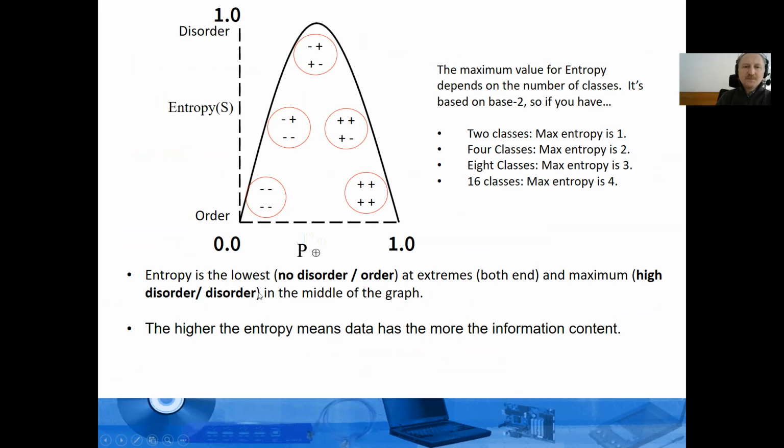So what is the relationship between the entropy and the probability of the positive class? If, for example, in your set everything is a minus group. For example, let's say everything here is a triangle. Here everything is a square. Here, half of them are triangles, half of them are squares. And then the entropy of this set is higher than this one and this one.